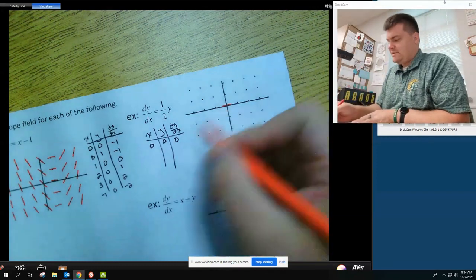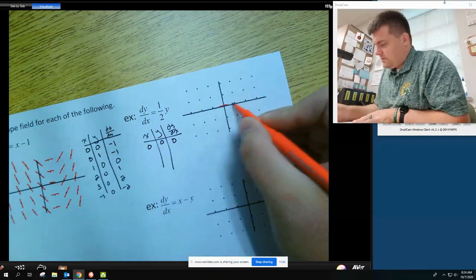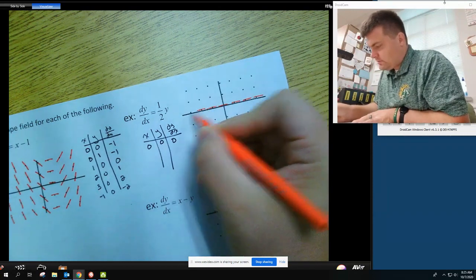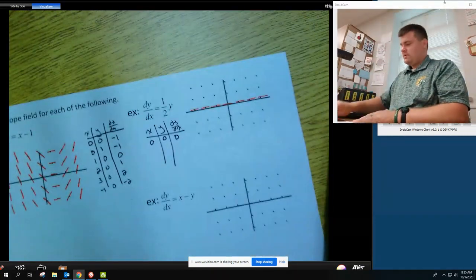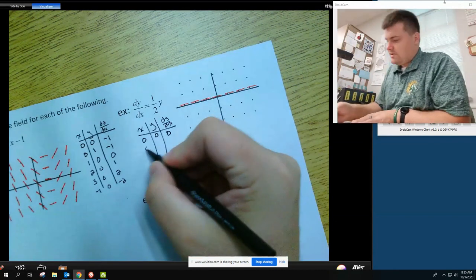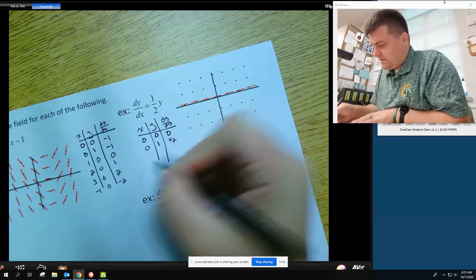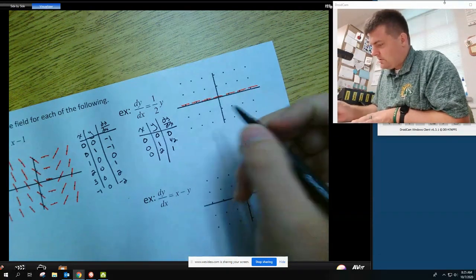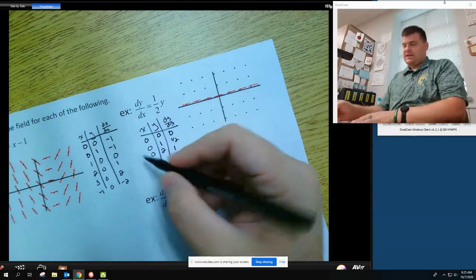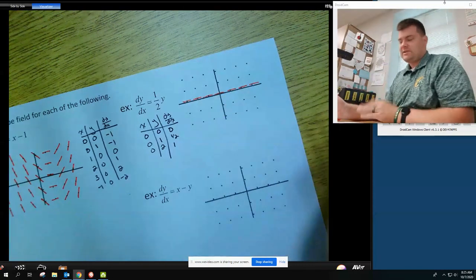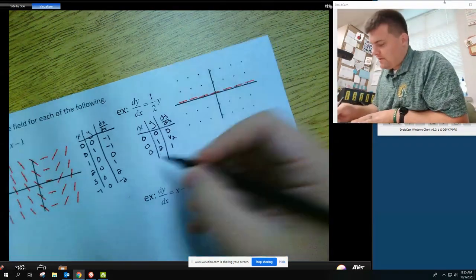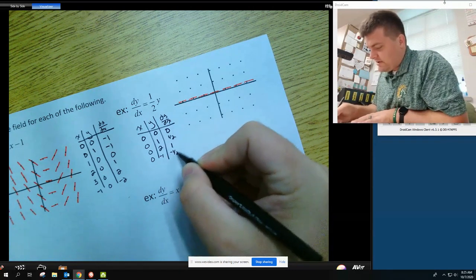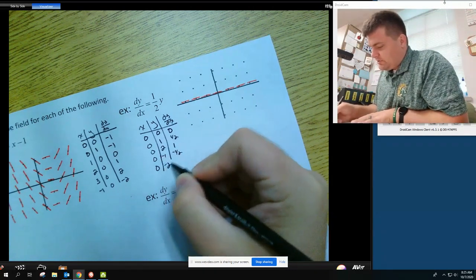As long as y is 0, like at 1, 0, it's the same thing. At 0, 1, I'm going to get 1/2. At 0, 2, I'm going to get 1. And it doesn't matter what x is again, because it's going to be the same thing because there's no x in my differential equation here. If I go 0, -1, I get -1/2. If I go 0, -2, I'm going to get -1.